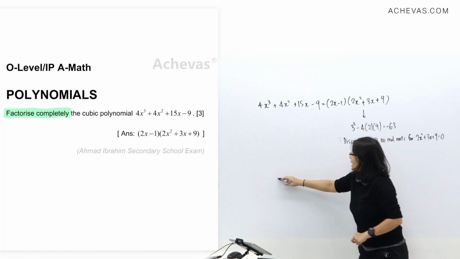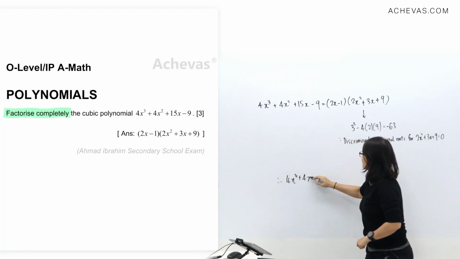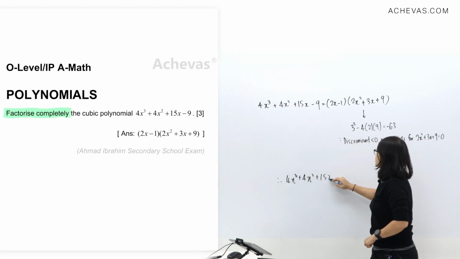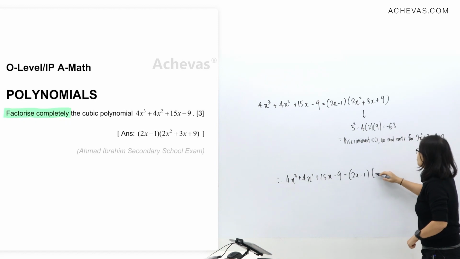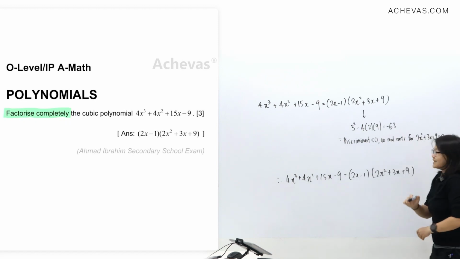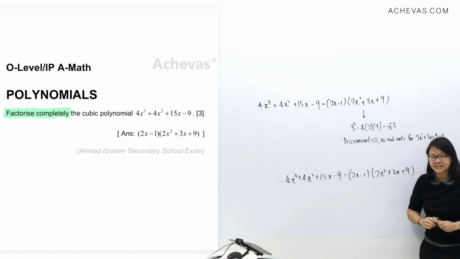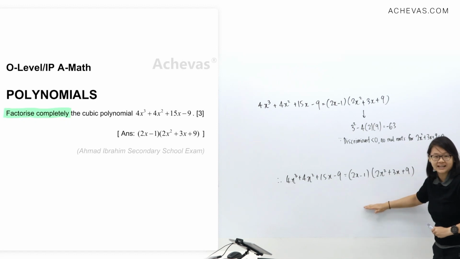So the last answer step: this cubic polynomial, if I factorize completely, I can only factorize a linear factor with a quadratic factor. For this question, that's all. Please remember, this is your last answer step. Do not write anything after this.